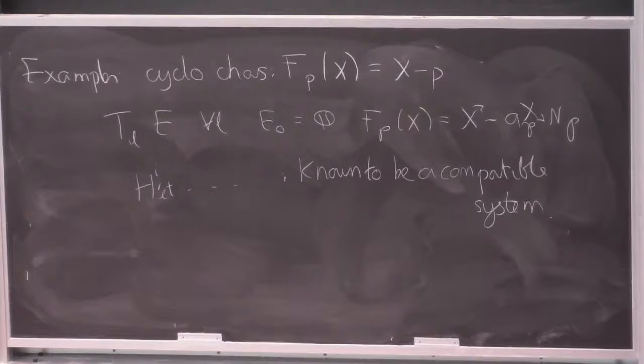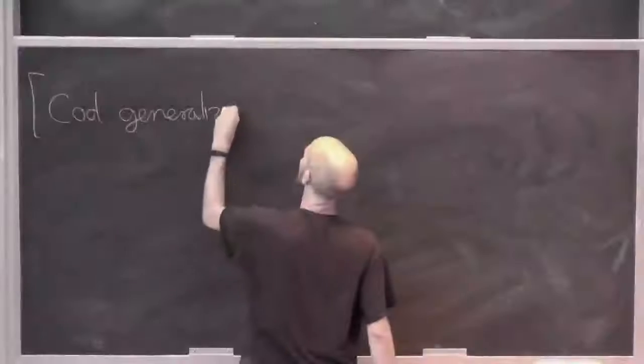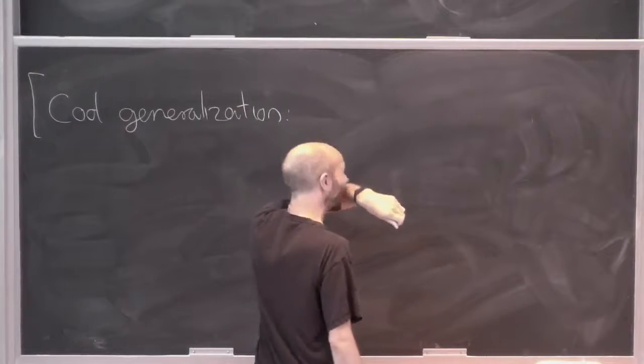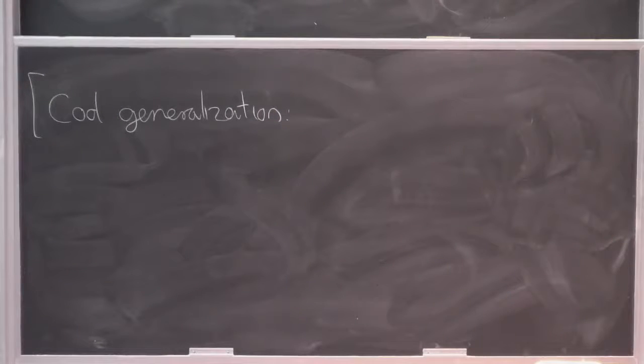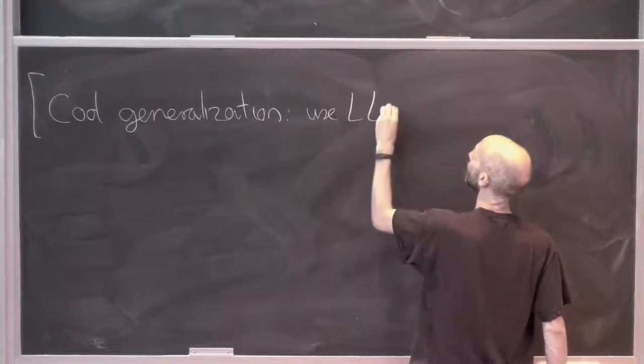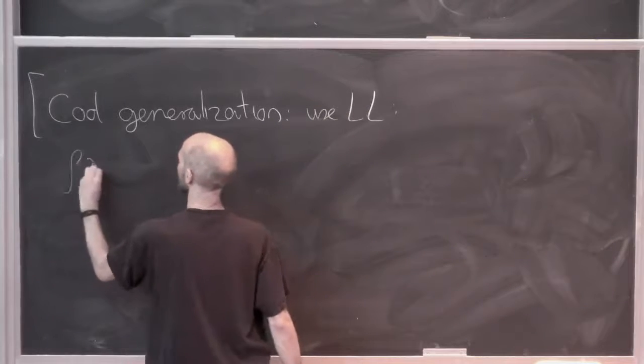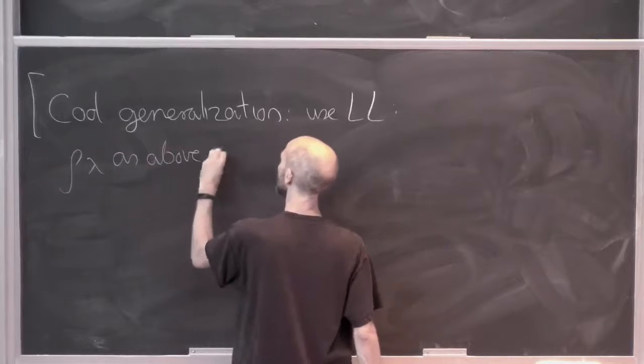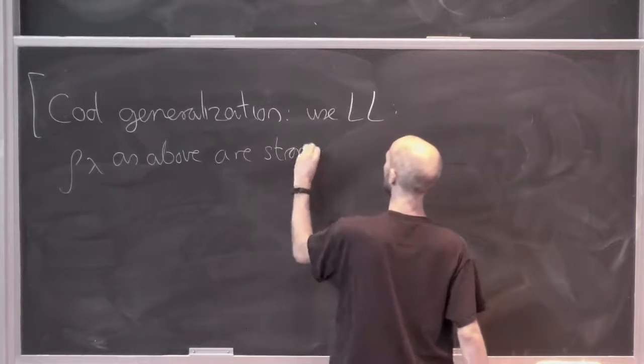So while I'm here, Deligne didn't prove everything. Let me show you something that Deligne can't prove. Here's kind of a cool generalization. Instead of just asking that these traces are the same, you can use local Langlands. Use local Langlands. Right? And you could say these rho lambda above are strongly compatible.